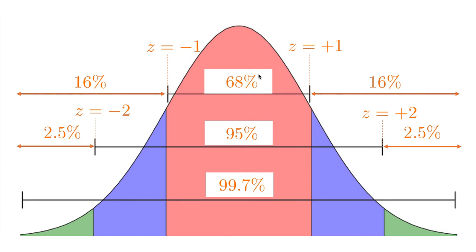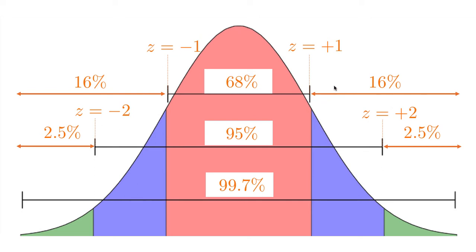Now, what that means, and this isn't explicitly stated in the rule, is that outside of one standard deviation is 32%, because 68 subtracted from 100 leaves 32%. So that means 16% of the data is over here, and 16% of the data is over here.